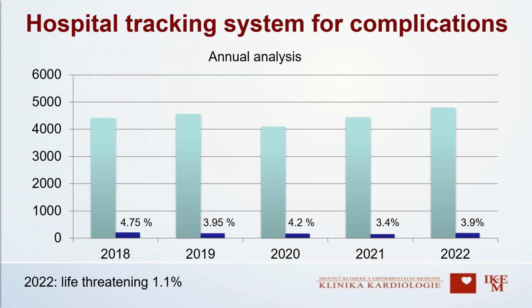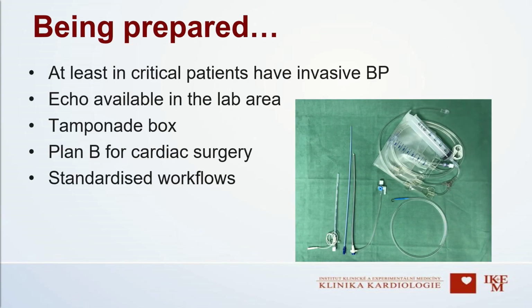So we analyze in our center every year all interventional procedures and all complications which prolong hospitalization, require any correction. And we have 3 categories of complications. Life-threatening complications are around 1%, and we analyze all of them, and we do some corrective action if there is some excess of any complications.